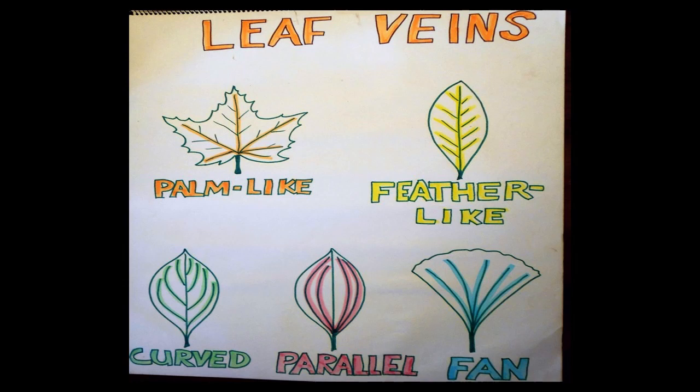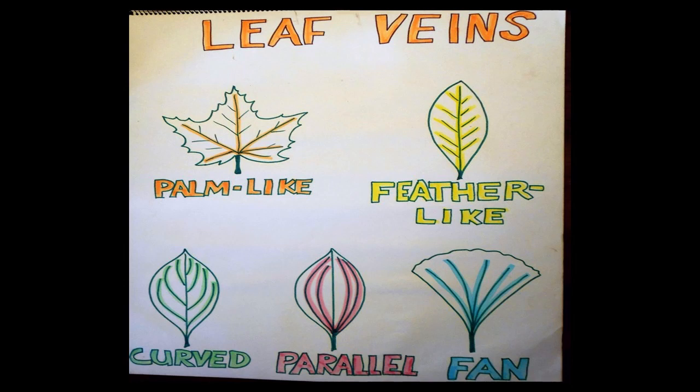Leaf veins. Yes, trees' leaves have veins. Here again you see palm-like. Notice how they're radiating out, palm-like veins from that one centered petiole. Feather-like is another common type of veins you'll see in different species. Curved. What comes to mind with curved is flowering dogwood. That's actually a tree that's opposite in its leaf arrangement and has curved venation.